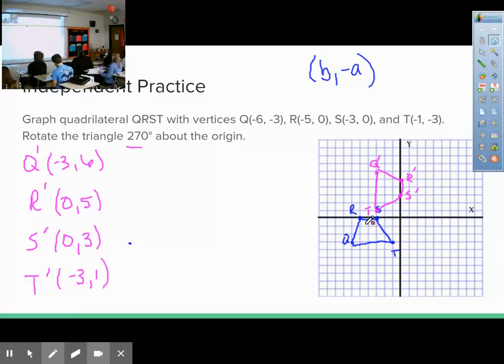Okay, and then here's your original. The blue is my original, my pre-image. And then it was rotated 270 degrees. So it was here, and then this would have been 90 degrees, 180, 270 is almost all the way back around. All right, what questions do you have for me on rotations?